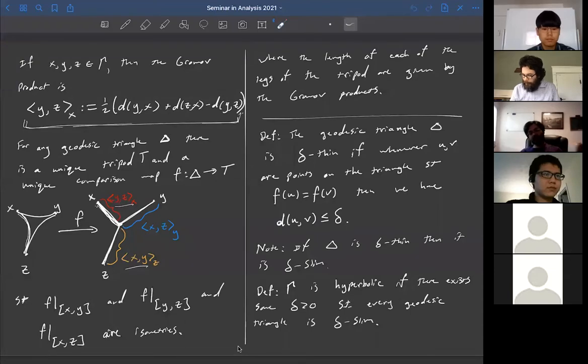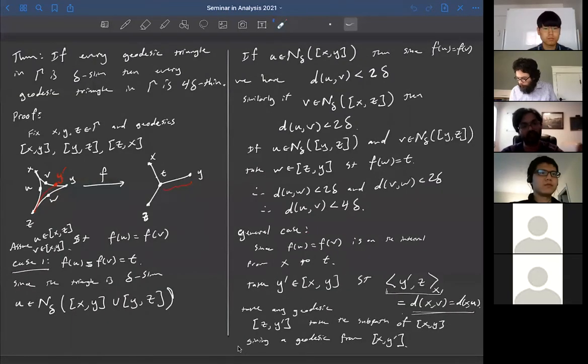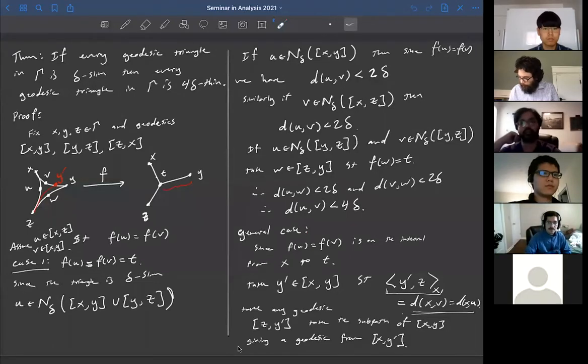Another way we saw is that we could consider the Gromov product, (Y,Z)_X, which gives us the length in the comparison tripod. We could define hyperbolic geometry as follows: if you have two points in the triangle which get sent to the same point in the comparison tripod, then their distance has to be at most delta, and we want this for all triangles. This was our definition of a hyperbolic graph, and we showed that the two definitions are the same.